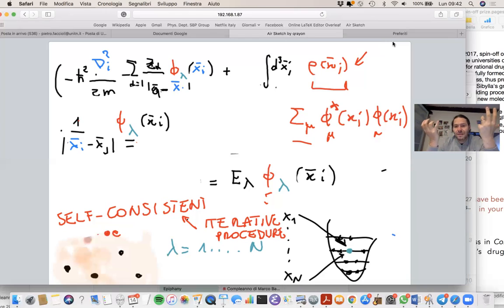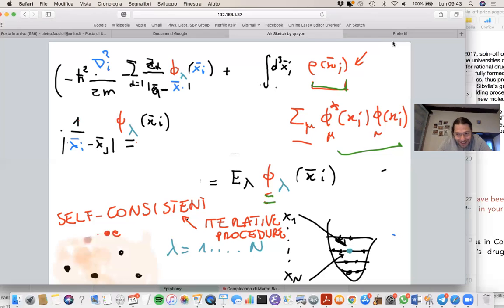You assume this guess to compute a reasonable estimate of this charge by simply taking this product. At this point, your equation becomes an equation for phi lambda only, because this rho is already fixed from your guess. And you solve this equation, you get phi.